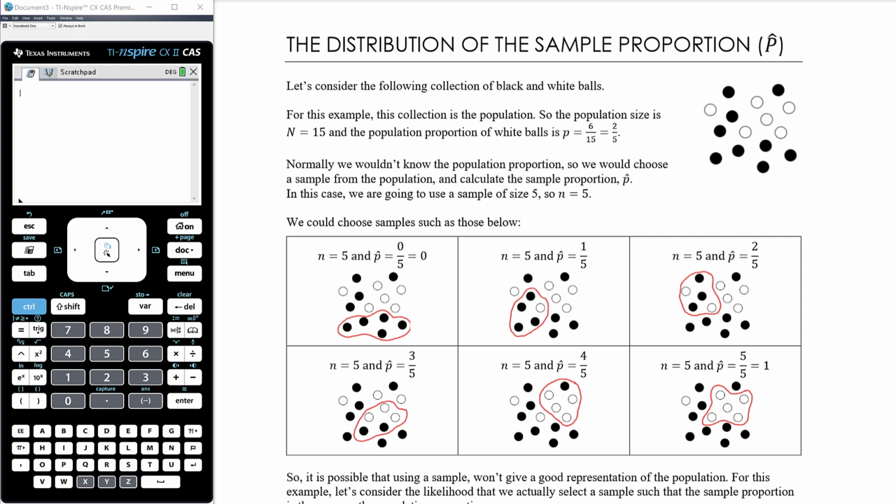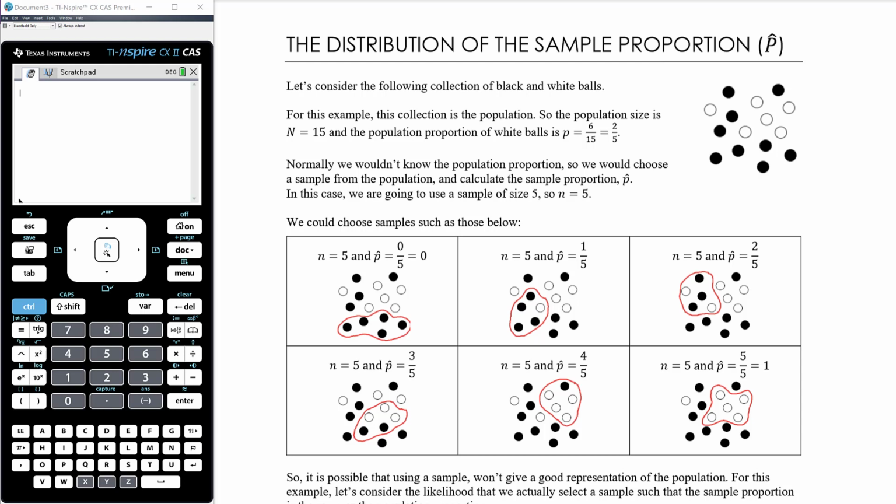So let's consider the following collection of black and white balls, this picture over here, and we're going to take that as our population. Obviously it's a very small population, but this is so that we can actually see what's happening with the numbers. This collection of balls is the population. So the population size is 15, you can count them up. And the population proportion of white balls is 6 out of those 15 balls, so the population proportion is 2/5 or 0.4.